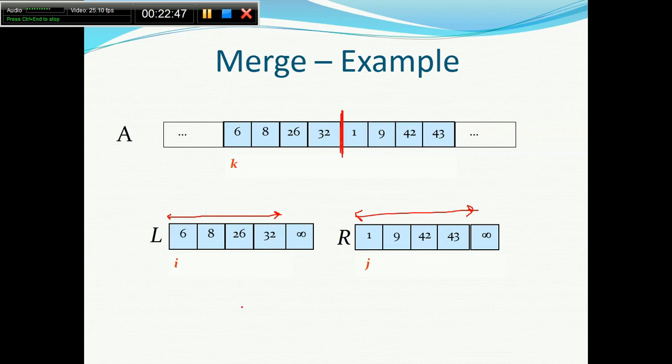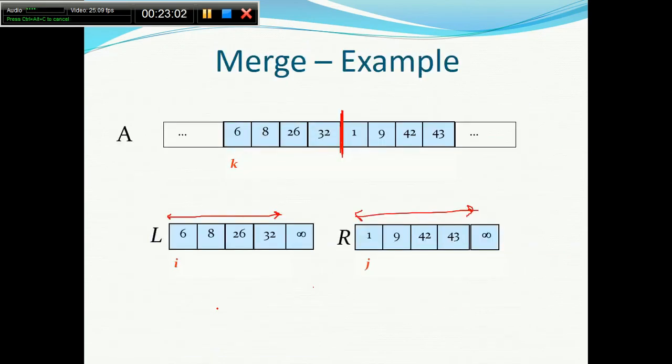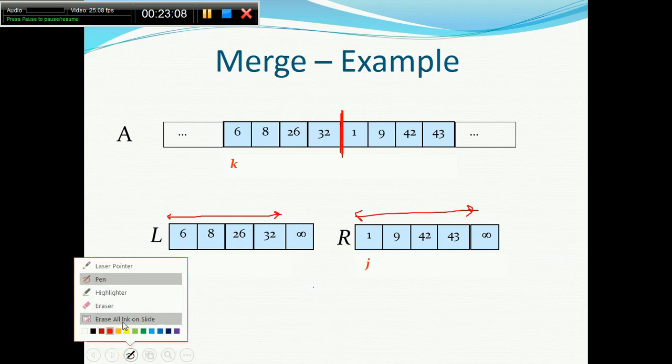So what is the idea here? For k up to r, that is the entire length of the A array, whatever is smaller from either the left array or the right array, you just copy the element and keep increasing the indexes. So this is the whole case.